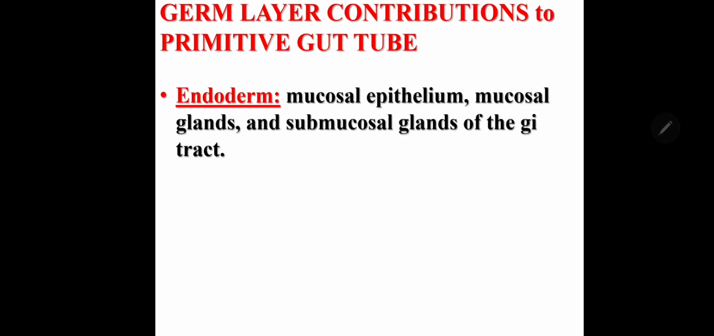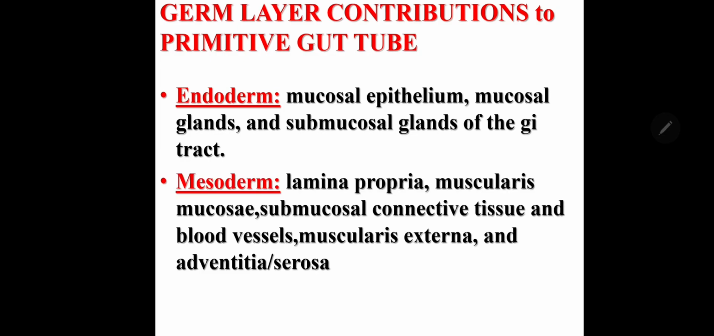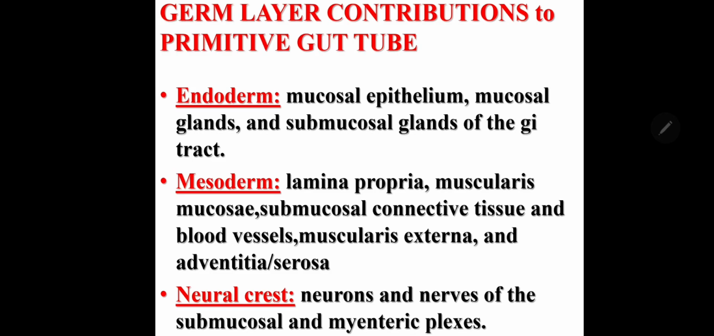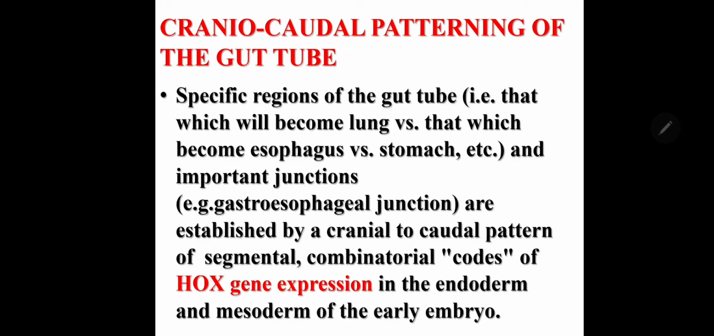And coming to the layers, how the layers of the primitive gut tube are formed. So there will be different germinal contributions to the four layers. The endoderm will form the mucosal epithelium, mucosal glands and submucosal glands of the GI tract, and the mesoderm will form the lamina propria, muscularis mucosa, submucosal connective tissue, blood vessels, muscularis externa, serosa or adventitia, and neural crest cells are involved in the formation of the neurons and nerves of the submucosal and myenteric plexus, and there will be formation of the craniocaudal patterning under the influence of the Hox gene expression.